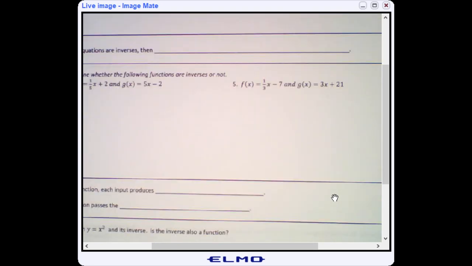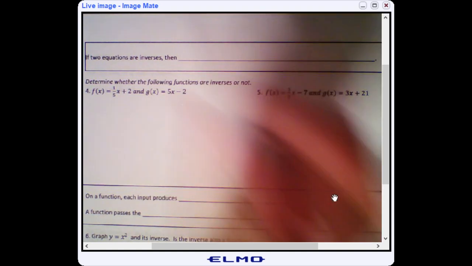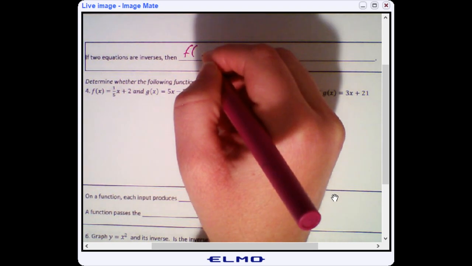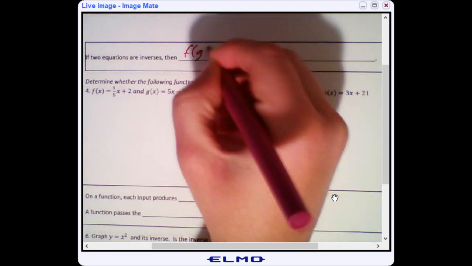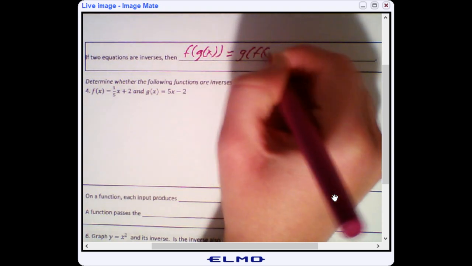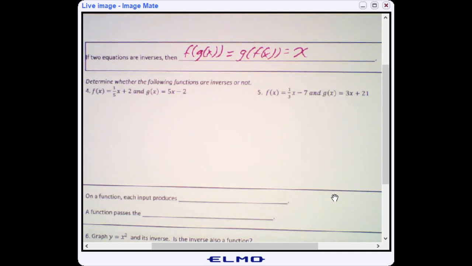If two equations are inverses, then we know they have to reflect over the line y equals x. If we do our composite functions, we would know that f of g of x will equal g of f of x, which would all equal x. So if we do our composite functions, they should all simplify to x, which is what they reflect over when we do it.